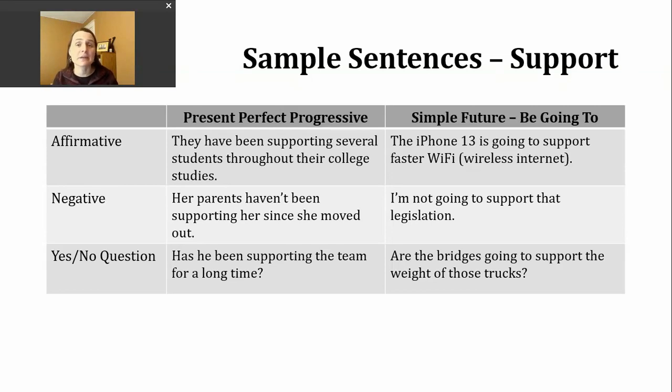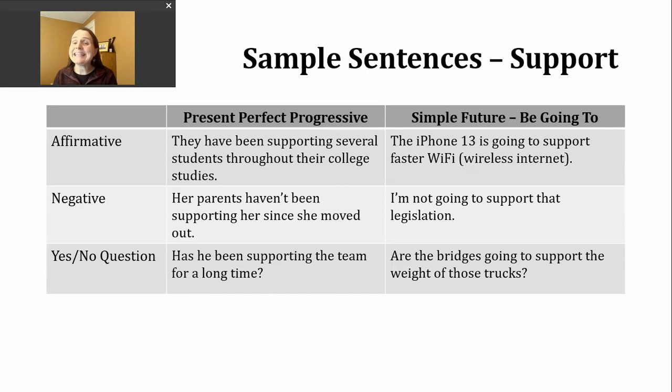So here's an affirmative example. They have been supporting several students throughout their college studies. Now, we don't have a lot of details from this example sentence, but this could be the emotional support that was sort of connected to the third definition we looked at that dealt with encouragement. Many times as people go to new places and they take new challenging courses, they may need a little bit of encouragement to go through challenges and continue persevering through their studies.